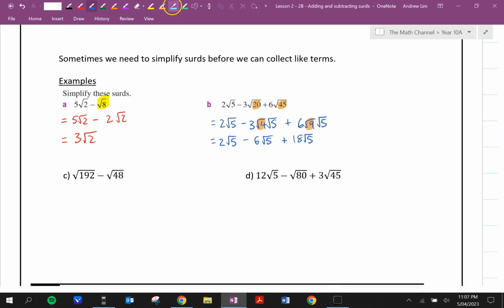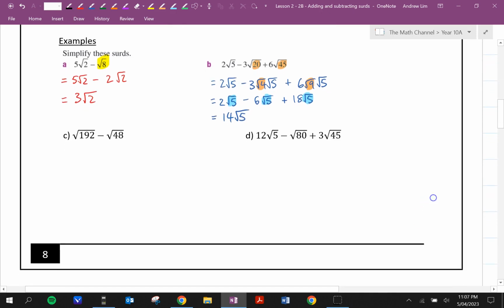Oh, and now they are all like terms. They are all in terms of root 5. So it's like saying 2x minus 6x plus 18x. So that's minus 4 plus 18 is 14x. It's just not x, it's root 5. So why don't you pause the video, have a go with C and D by yourself, and when you're ready to check your answer, keep playing the video.